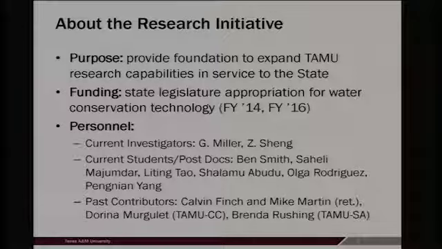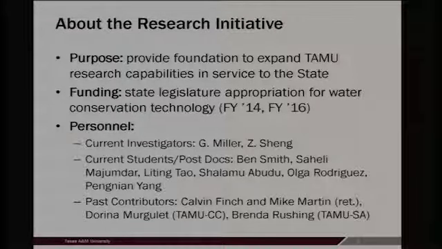So what is the research initiative? Well, the purpose of it was to provide the foundation to expand Texas A&M's research capabilities and service to the state in the area of aquifer storage and recovery. Our funding came from a state legislative appropriation for water conservation technology that has happened over the past 3 sessions. So we've been funded from fiscal year 14 to fiscal year 16, or through this fiscal year, so fiscal year 17.